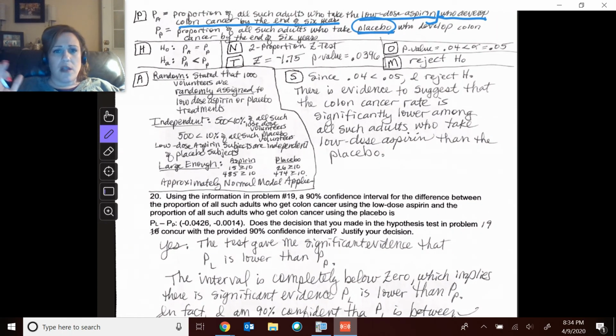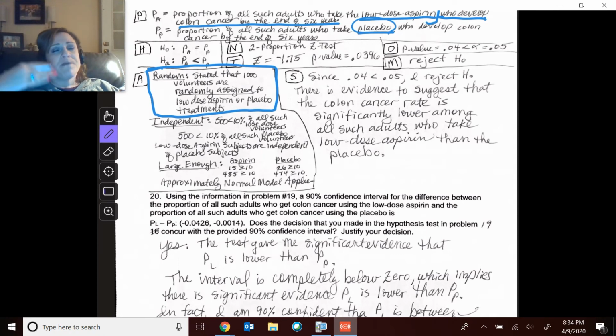All right, so then we go through all of the regular stuff. But one thing I wanted to point out to you is this piece right here. In this problem, these were, I think, volunteers, okay? But because this was an experiment, and we had those 2 different treatments, we need to make sure that we are stating not randomly selected, but that these adult volunteers are randomly assigned to the two different treatments, the low-dose aspirin or the placebo, okay? And so that's what's here.